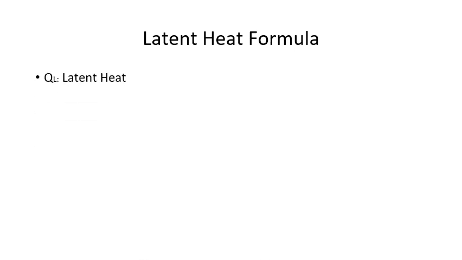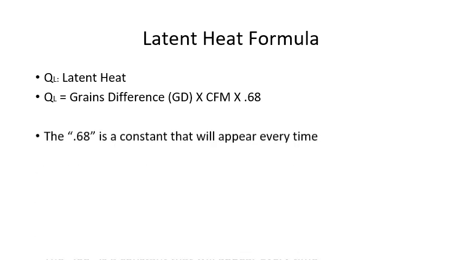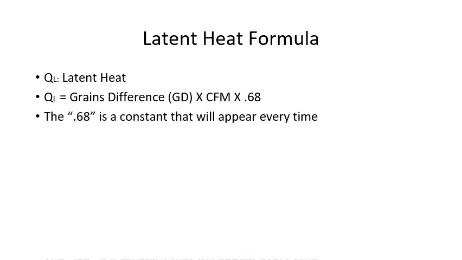So here's our formula. We again see the letter Q, which means our heat. And that little L next to it means that we're talking about latent heat. So latent heat equals grains difference, grains of moisture difference, times our CFMs, times a 0.68 constant. So just like the sensible heat formula had a constant that appears every time, so does the latent heat. Only this time it's 0.68.